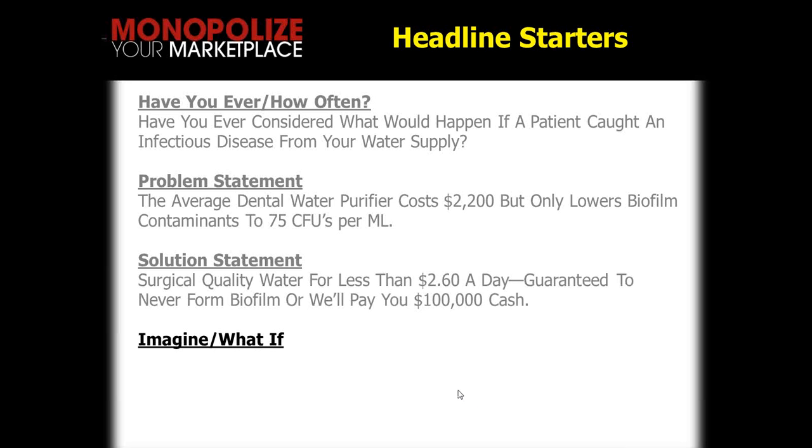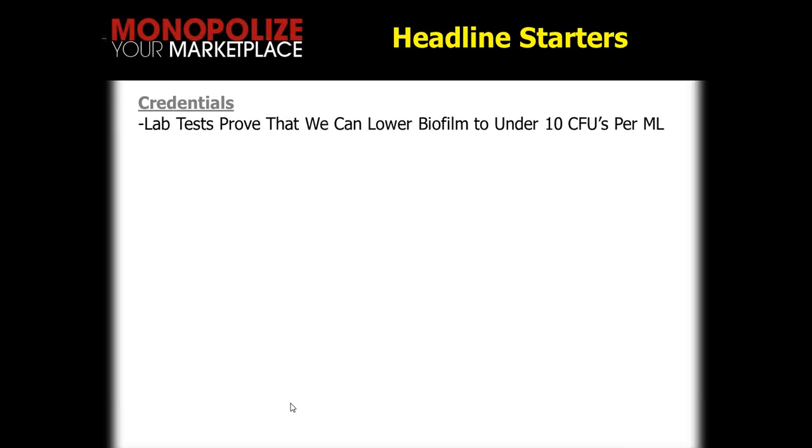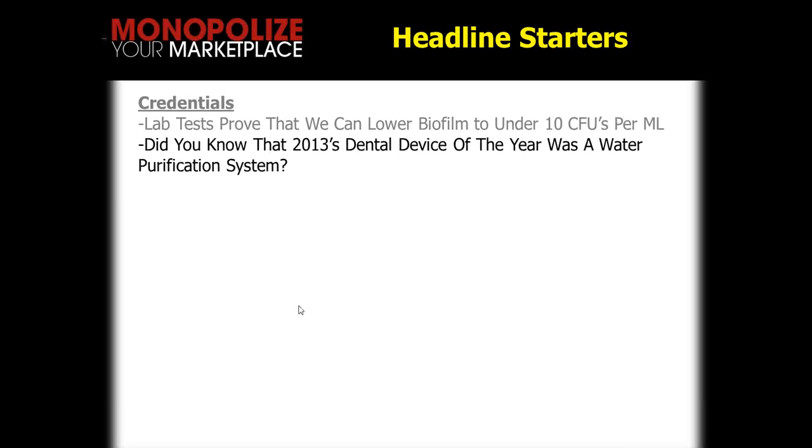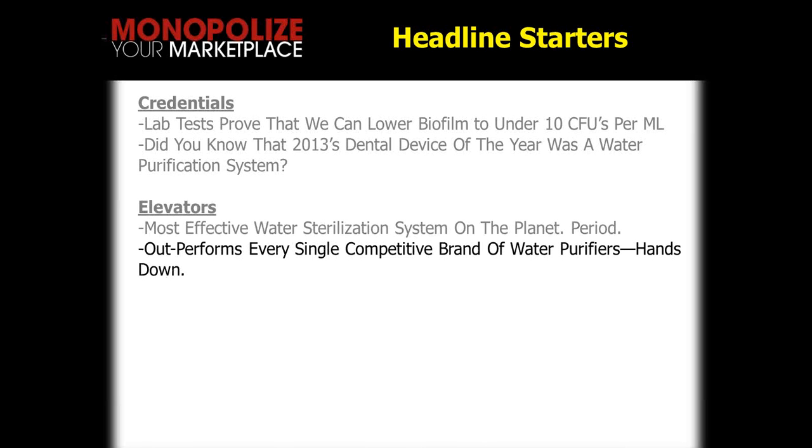Pretty bold. Imagine: what if you could get surgical quality water with less than 10 CFUs per milliliter of biofilm? And that's a very small amount of biofilm. Credentials: Lab tests prove that we can lower biofilm to under 10 CFUs per milliliter. Did you know that 2013's Dental Device of the Year was a water purification system? Elevators: Most effective water sterilization system on the planet, period. Outperforms every single competitive brand of water purifiers, hands down.